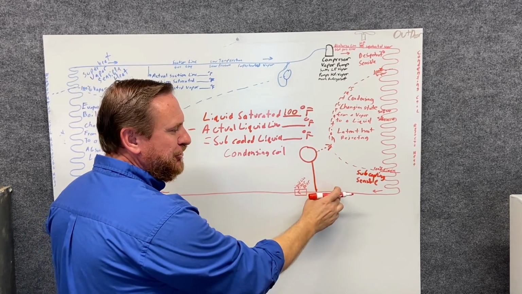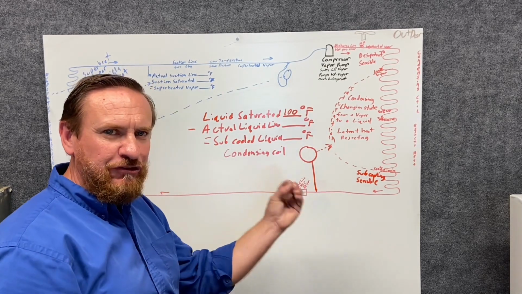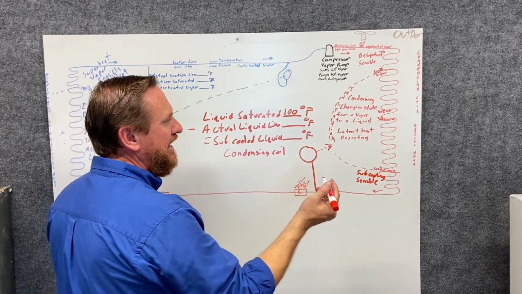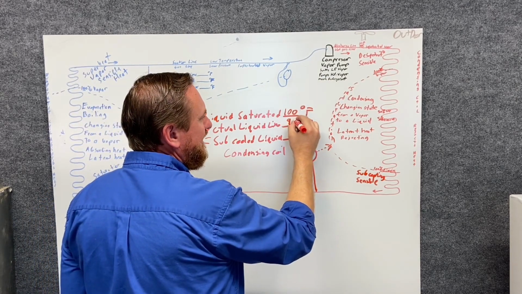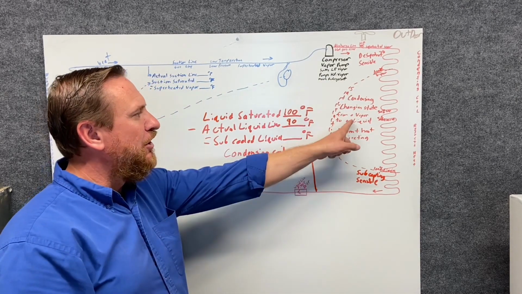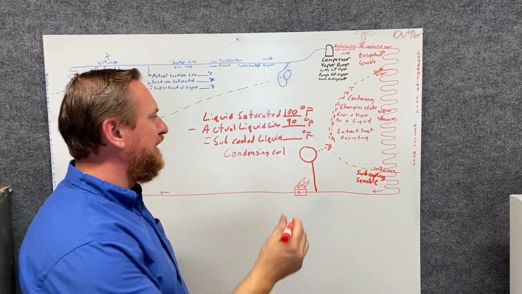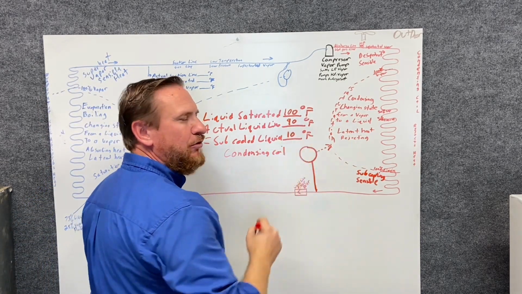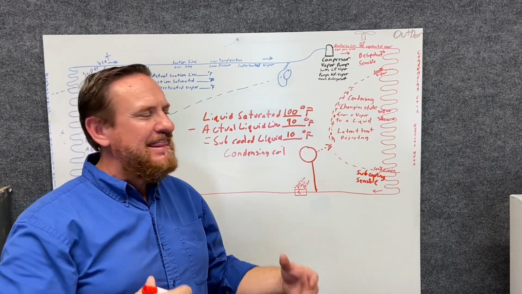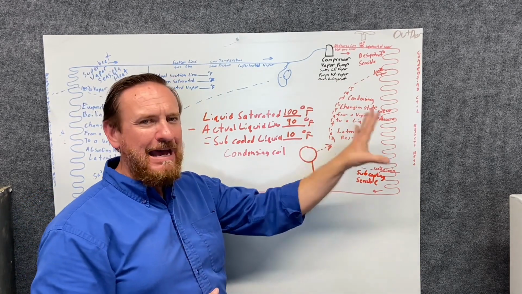Then I put my temperature clamp on the actual liquid line, that small line, and we get the temperature of that. Let's say that temperature was 90 degrees Fahrenheit. So 100 degrees minus 90 degrees would leave us with a 10-degree subcooled liquid. That subcooling is very important. It's telling us what's happening out here.